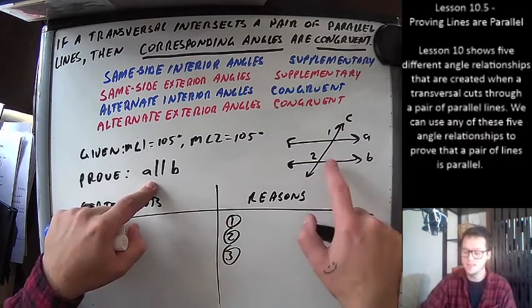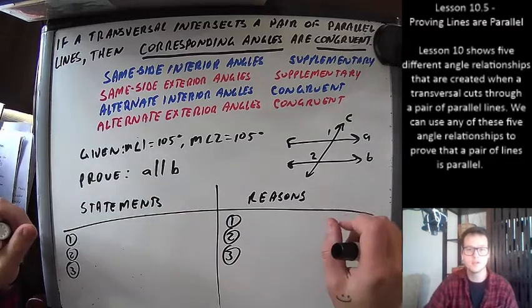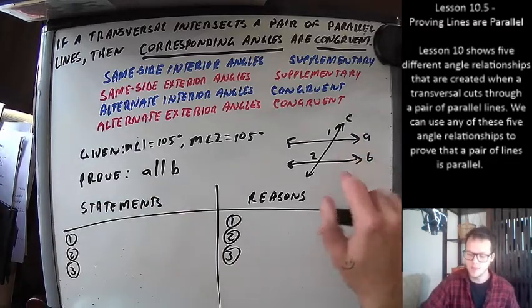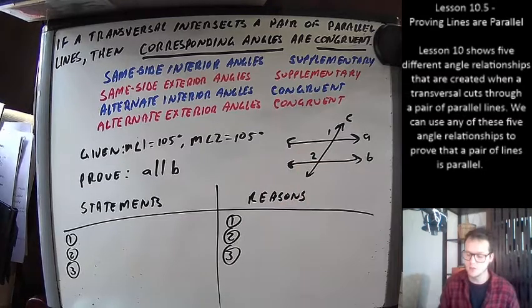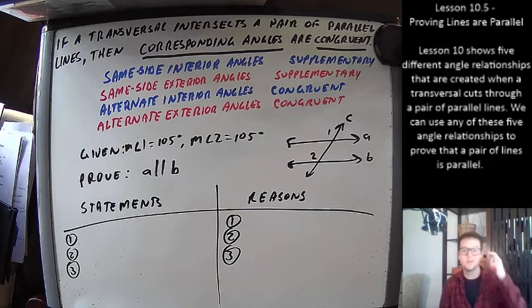Line C is a transversal, but we don't really know anything about line C other than it forms these two angles here. Angles 1 and 2 are both 105 degrees. So I think this proof we can wrap up in just 3 steps.